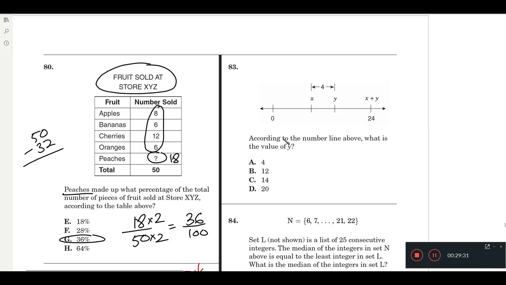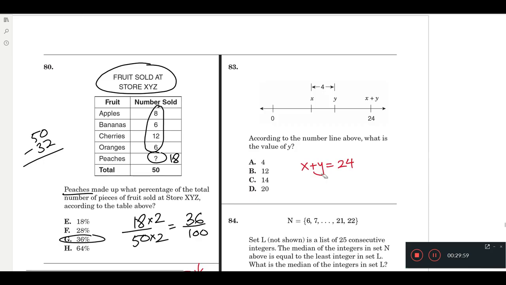Question 83. According to the number line above, what is the value of y? If x plus y is 24 and y minus x is 4, I can show you an easy technique in this. So x plus y is equal to what? 24. And y minus x, can we say y minus x is 4? Yeah.